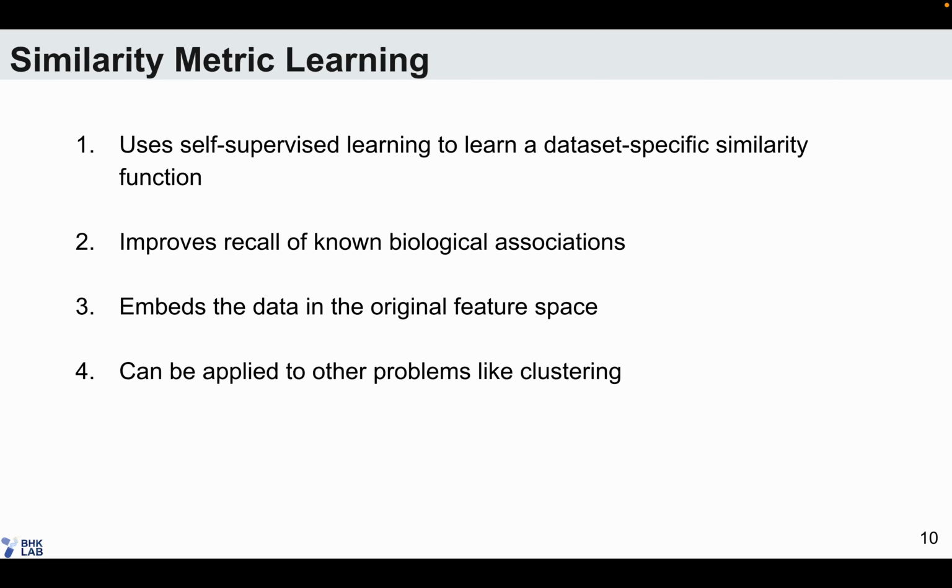So to summarize, similarity metric learning is a powerful technique that uses self-supervised learning to learn a dataset specific similarity function. It improves the recall of known biological associations. Importantly, it embeds the data in the original feature space, so you can still use techniques like gene set methods. And it can be applied to a host of other problems, like clustering, that use similarity-based functions.